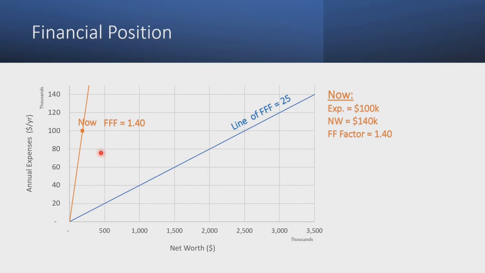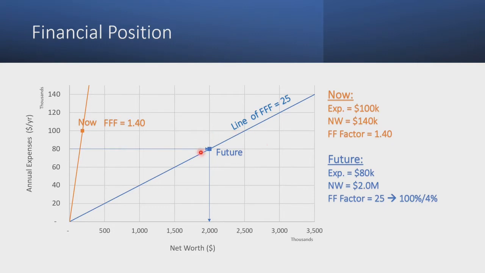So let's say we want to be here, defining our expenses first, which let's assume is $80,000. That will give us the level of net worth that we need. So 80 times 25, 2 million. So this will give us our future destination. So that's mainly what we discussed.